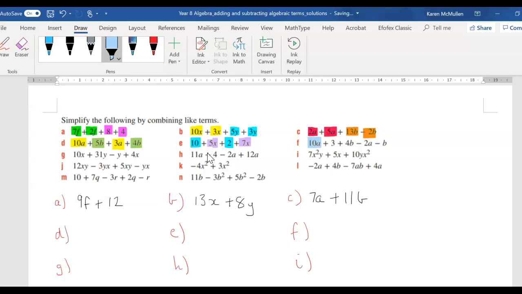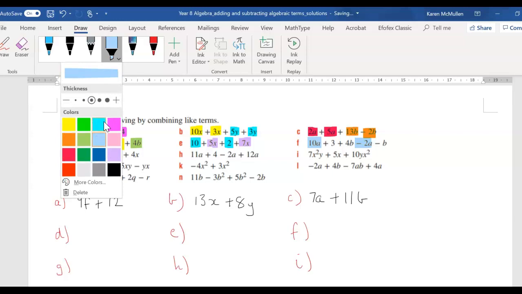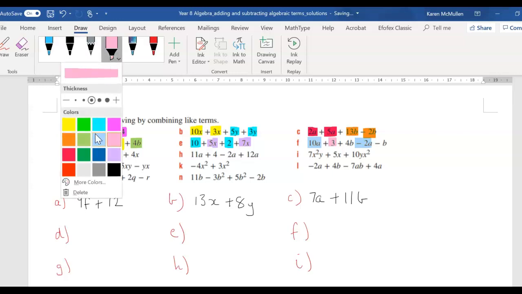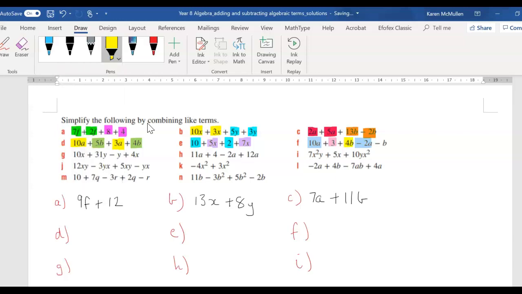10 lots of A minus 2 lots of A. This one here we've got a few different terms, 3 different terms. So 3 is the only constant. And do yellow. And then 4B minus B. So actually before I go, I might just do those 3 because they are a little bit different. And then you can pause and have a go at doing the rest.